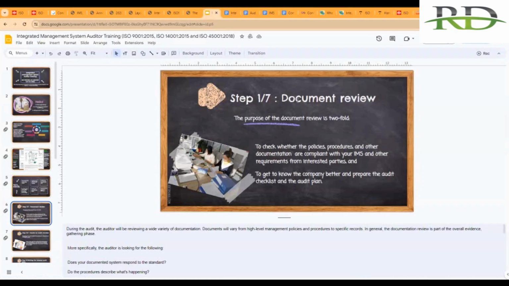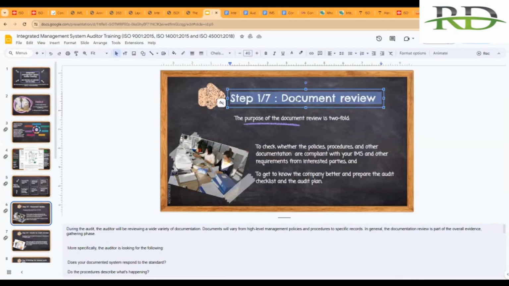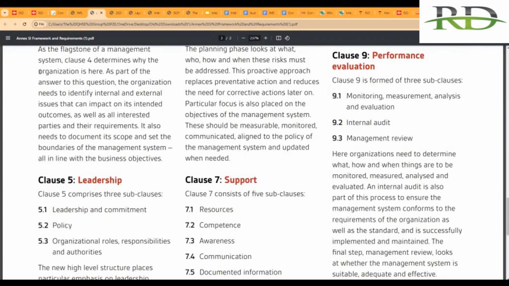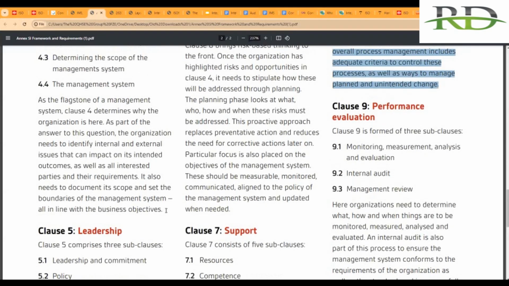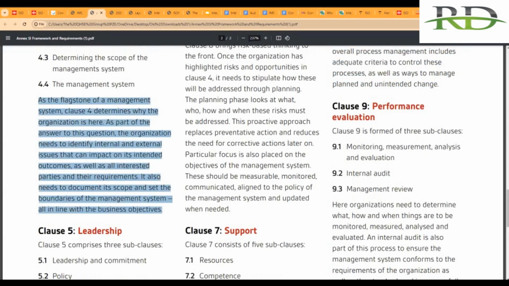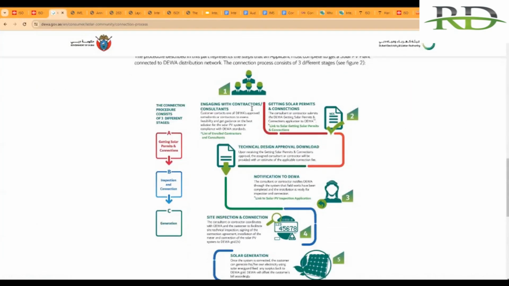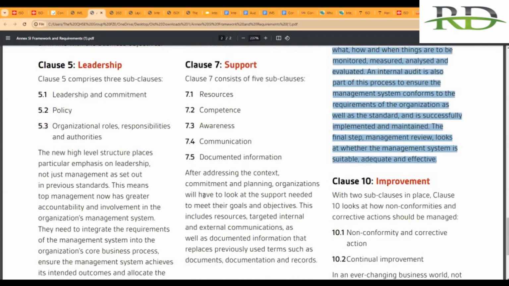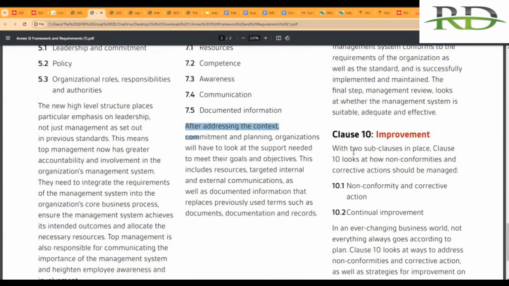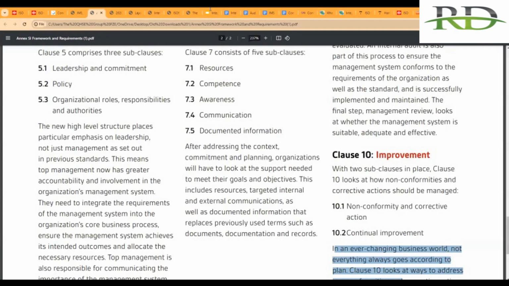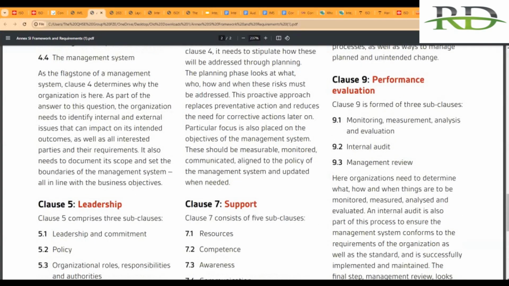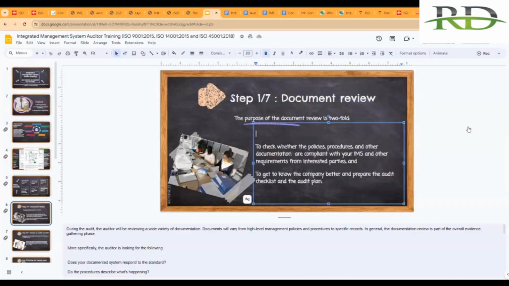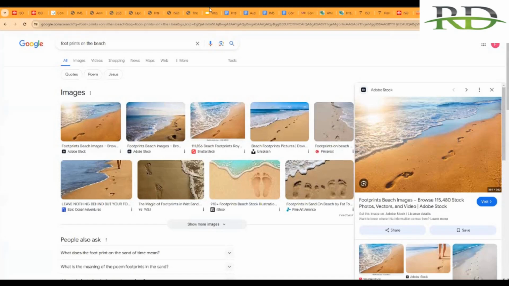When you are going through this documented information review, you are looking for footprints. What kind of footprints? You want to determine whether there is evidence that these statements, which are called generic requirements, are met. These are the goals that have to be met in this process where you're conducting an audit. So these are basically the footprints. I'm looking for footprints to determine whether or not this is true, in all of these clauses. You do that by documented information review. It's basically the same exercise as getting footprints on a beach.